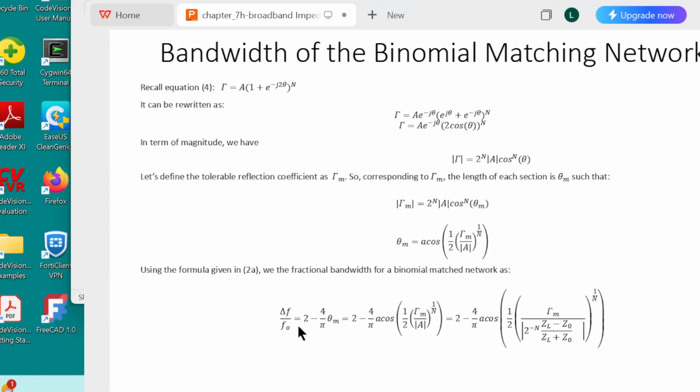Then we know 2 minus 2 pi divided by times theta of m. Your theta of m can be substituted with this expression. And we call the value of n. So we call the value of a. A is just this value. So this is how you evaluate the reflection coefficients.